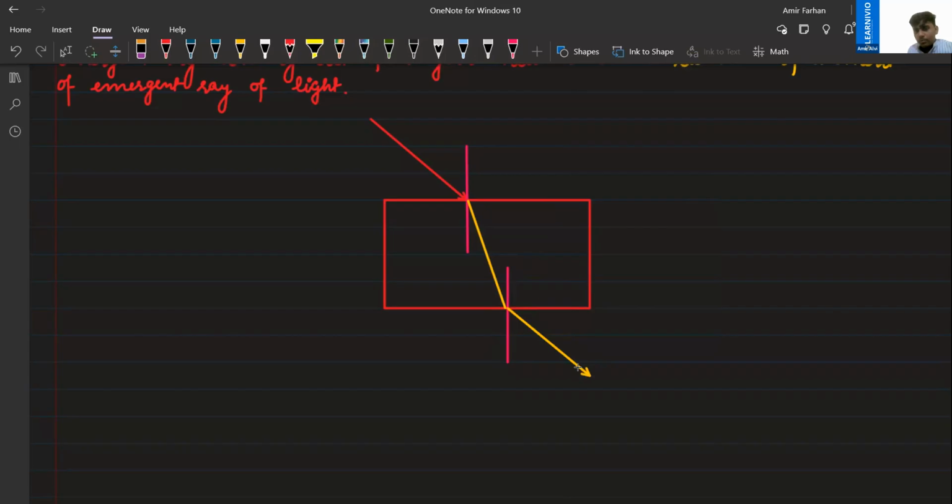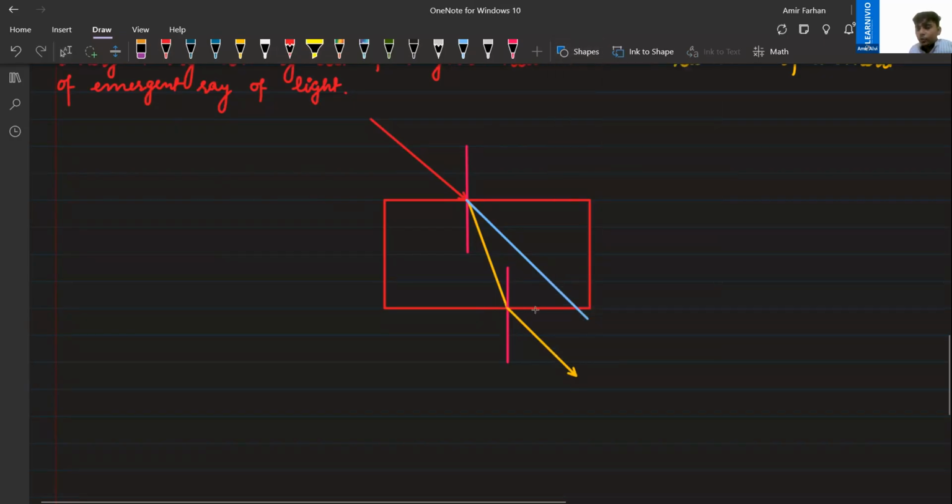Okay. So what you will observe, everyone, is that if you extend this line, I'm extending this line like this, right? You can see that if you extend the original path, both are parallel to each other. After refraction two times, the emergent ray is parallel to the incident ray. Is that clear or not?